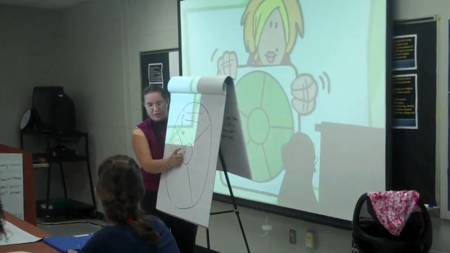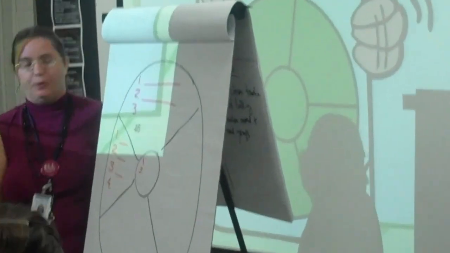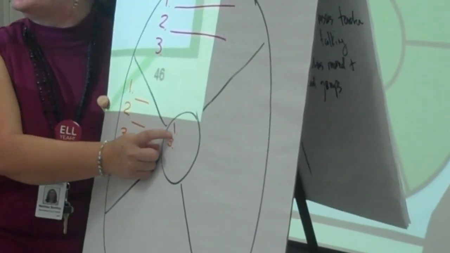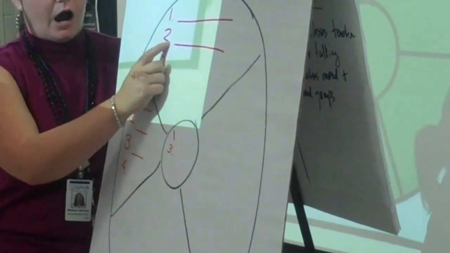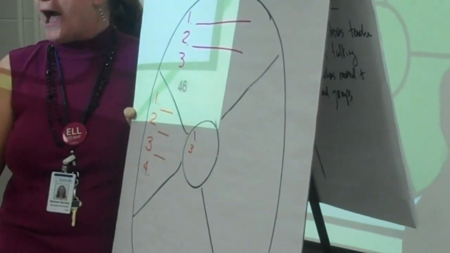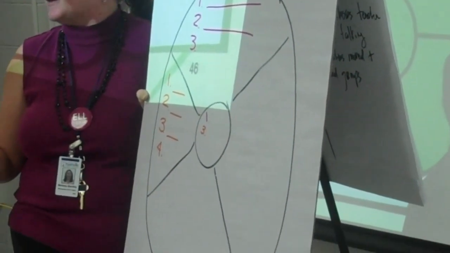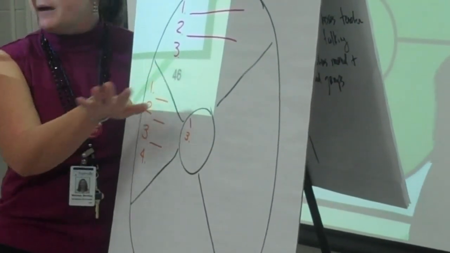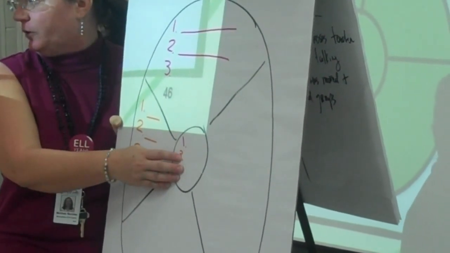If it does, then you're going to write the number in the inner circle. So for example, my purple here, I read number 1. We all agreed as a group that it was a language objective that was clearly defined, so I wrote it in here. I read number 2. As a group, we decided no, it was not a clearly defined objective, so it doesn't go in the inner circle. I read number 3. Didn't match it, so it couldn't go in the inner circle.